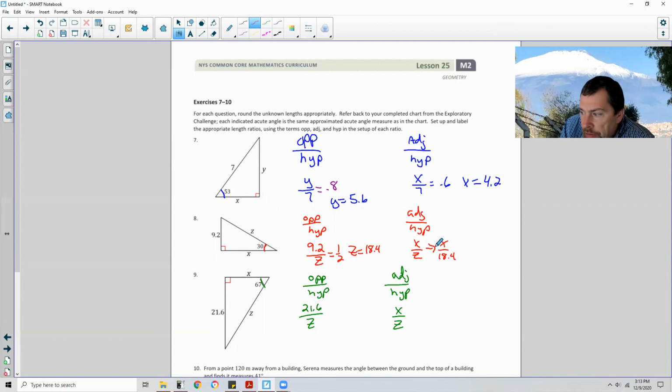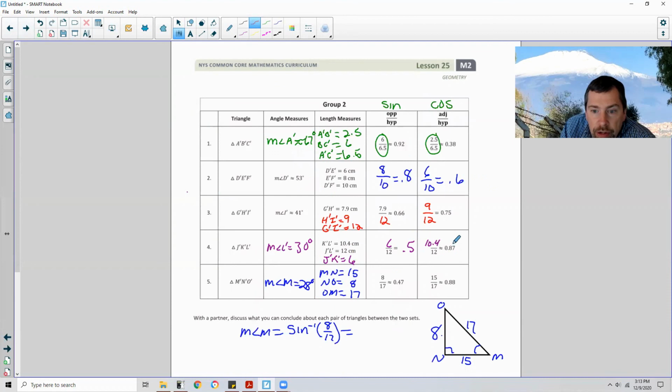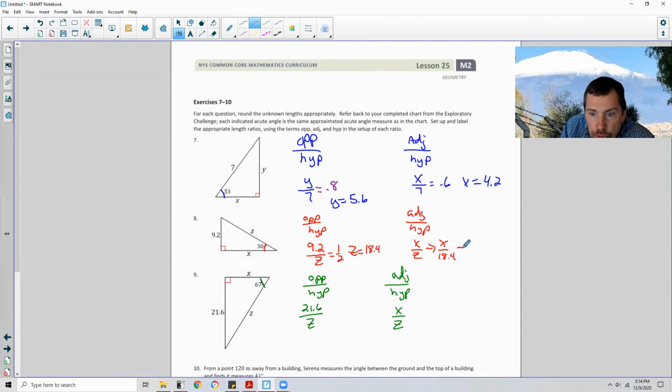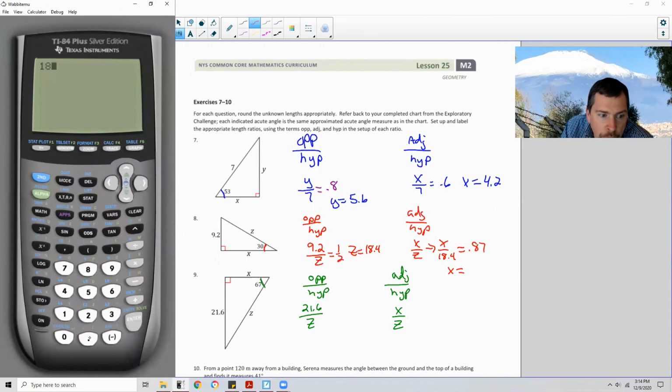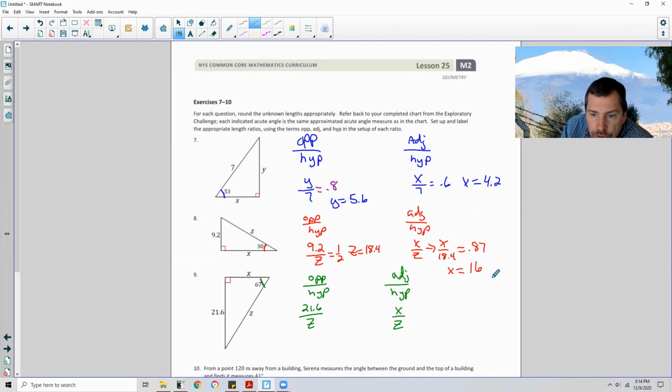And then I go back to my other cosine, and that's approximately 0.87. So I'm going to set that equal to 0.87. And then I cross multiply. So my x is going to equal 18.4 times 0.87. I get 16. Don't worry about that 0.0008. It's just close enough to be 16. So z is 18.4 and x is 16 in this situation.